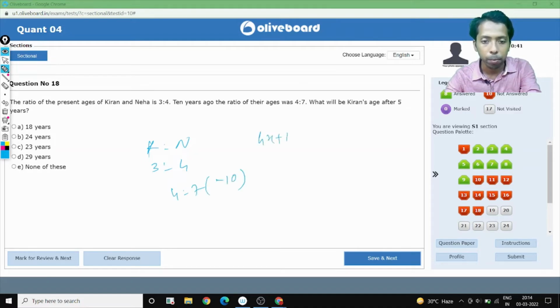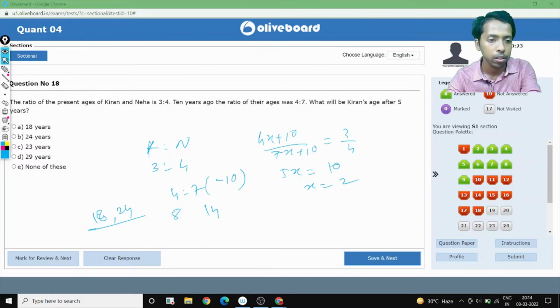So (4x plus 10)/(7x plus 10) equals 3 by 4. Now 16 and 21. This is 5x, 5x. This is 10. x equals 2. Now this is 8 and this is 14. So present age, that is 18 and 24. Now what will be Kiran's age after 5 years? That is 23.